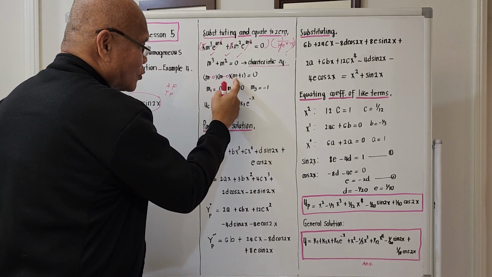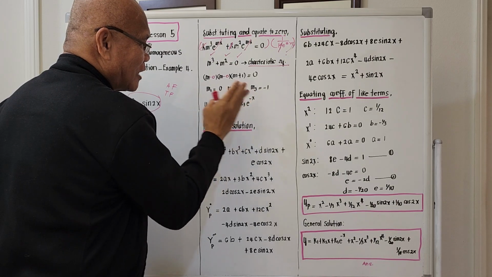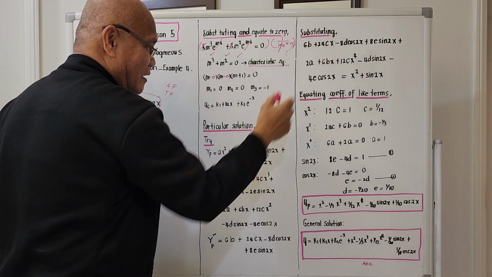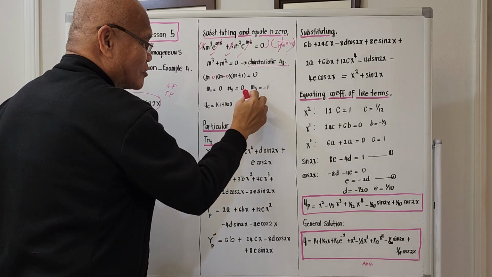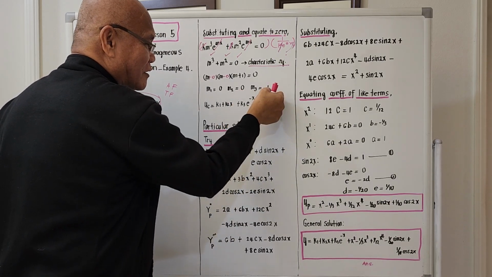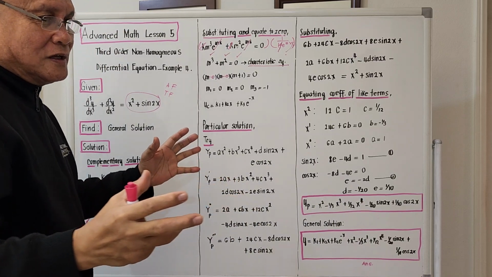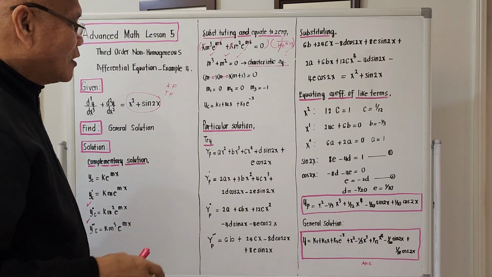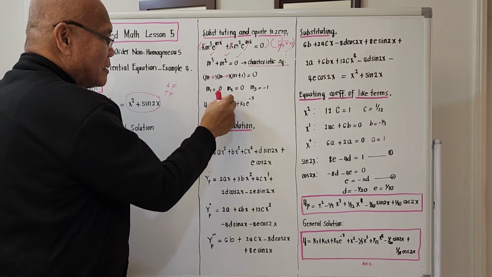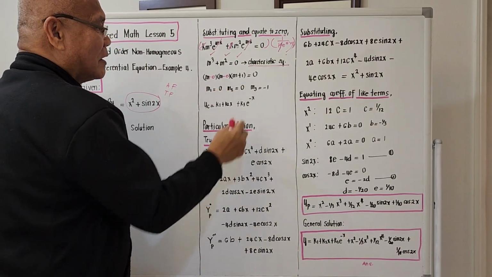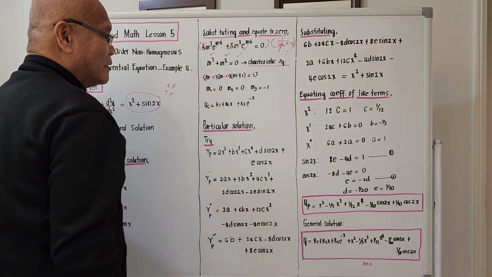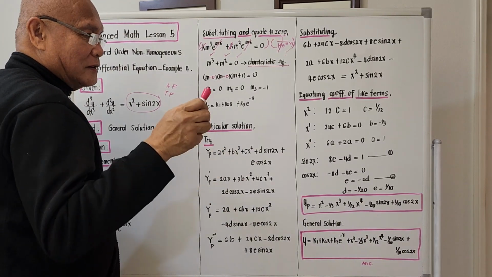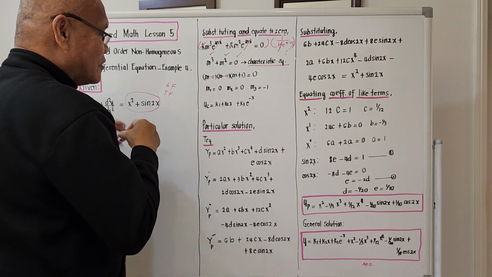So the third root will be M sub 3 equal to, after equating it to 0, this will be placed on the right side negative. So M sub 3 is actually negative 1. So the three possible roots of the required solution will be M1 equal to 0, M2 equal to 0, and M3 equal to negative 1. And if we try to recall the formula and how to take the complementary solution, it is this.